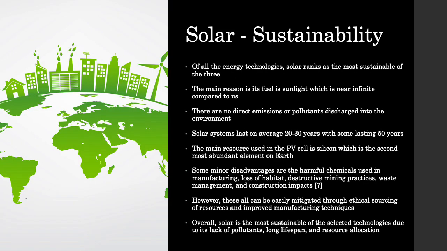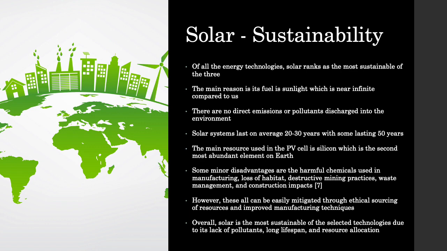Next is sustainability. Of the three energy technologies, solar ranks by far as the most sustainable. The main reason is its fuel is sunlight, which is a near infinite source and has no pollution or emissions related to it. The solar systems, on average, last roughly 20 to 30 years, with some lasting even up to 50 years, a very long lifespan indeed.